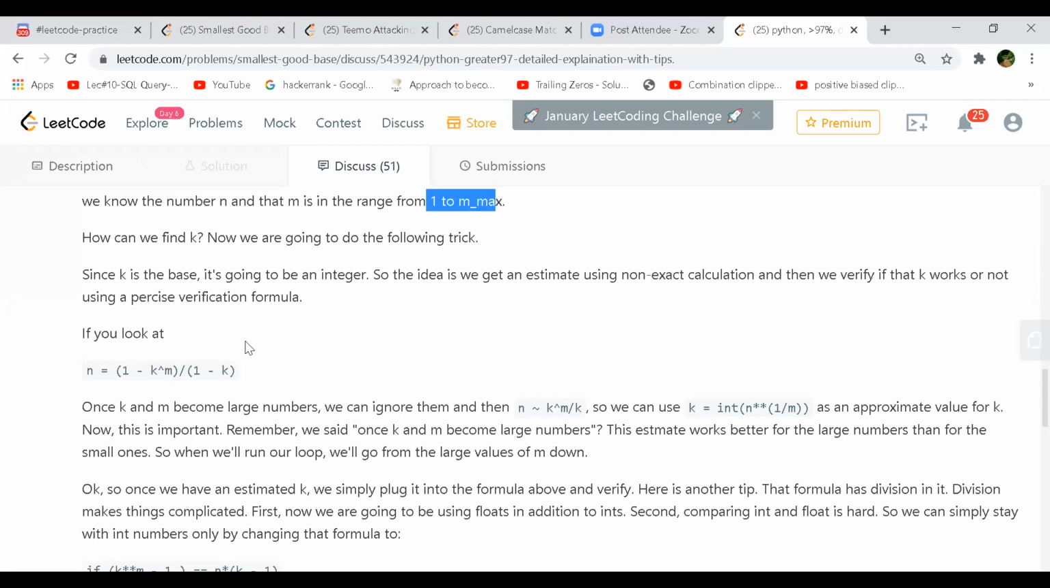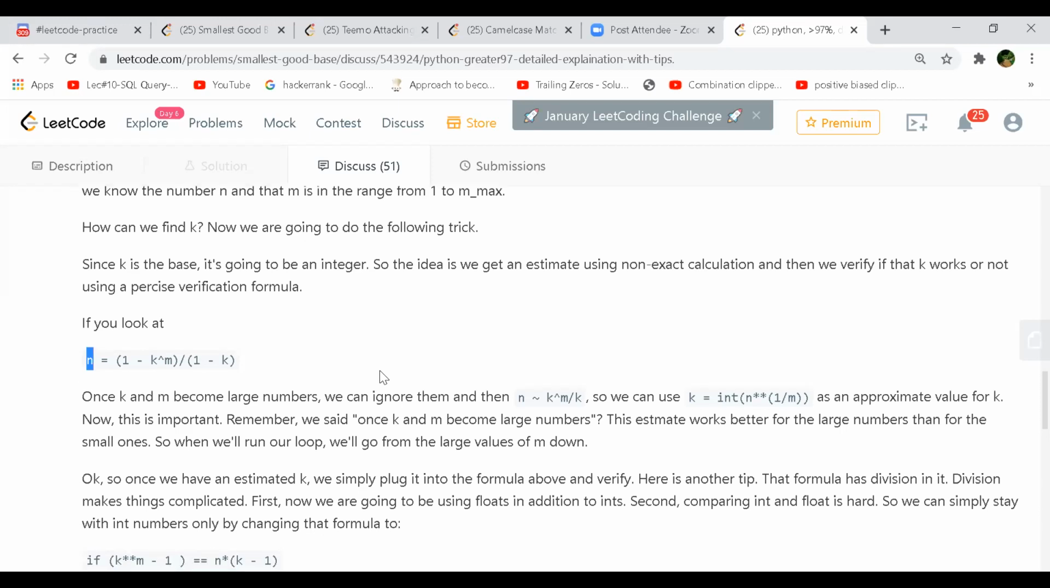So at whichever point k gives you an integer, you'll run a for loop from 1 to m max and keep on substituting the value. If you obtain the value of k as some integer, then that would be your one answer. Interesting. So I think this is a more straightforward approach, right? The way it is described here.